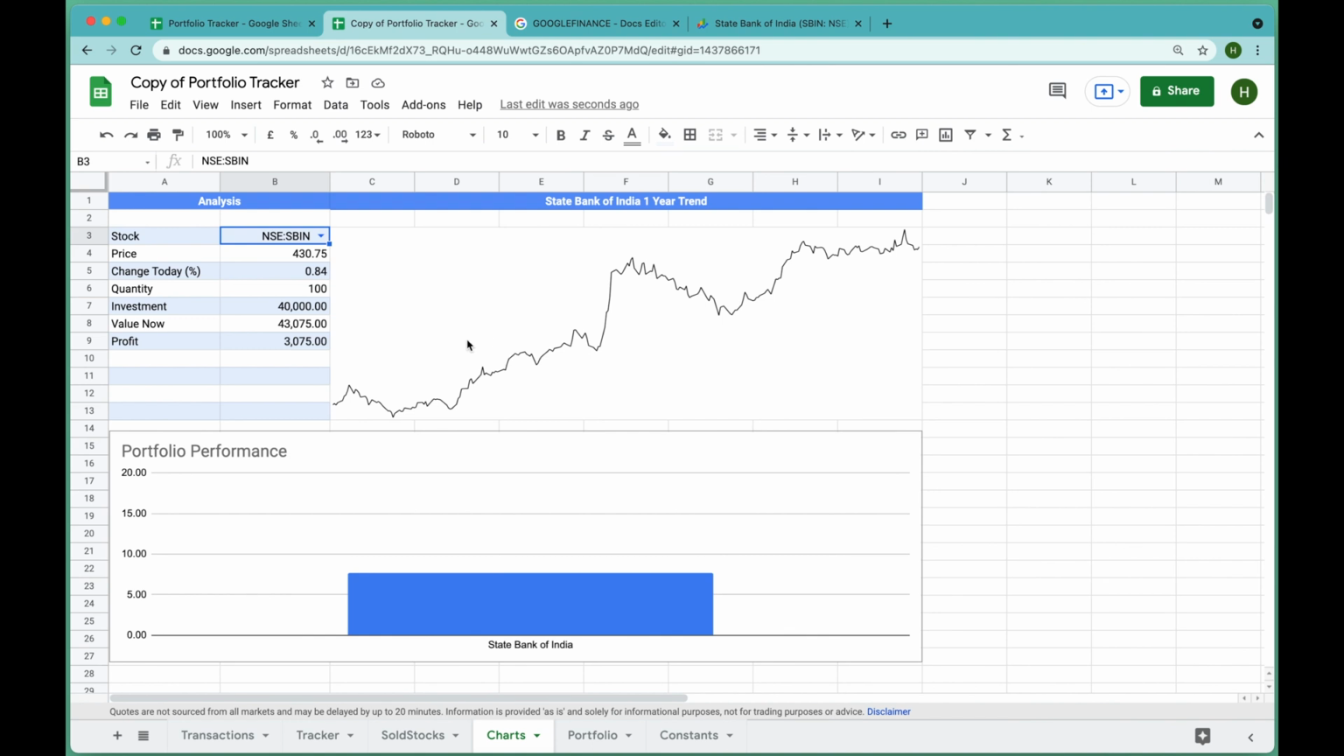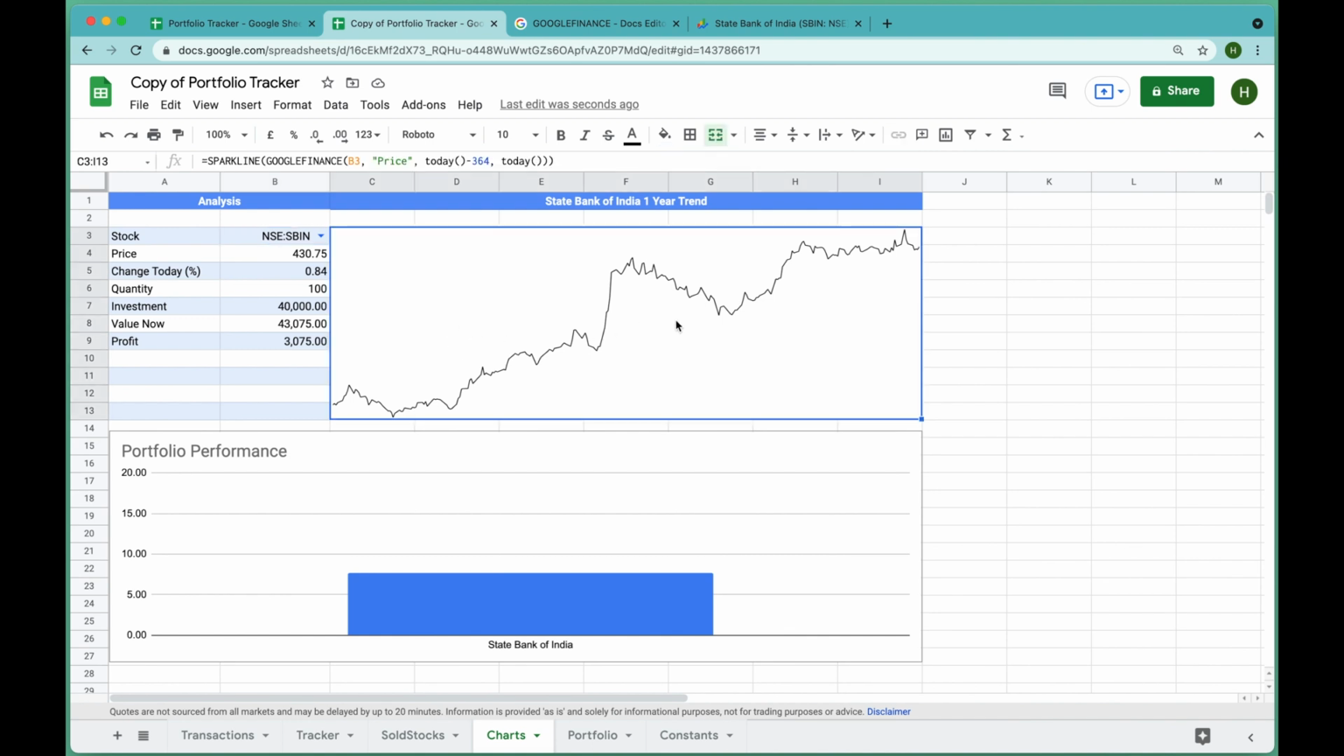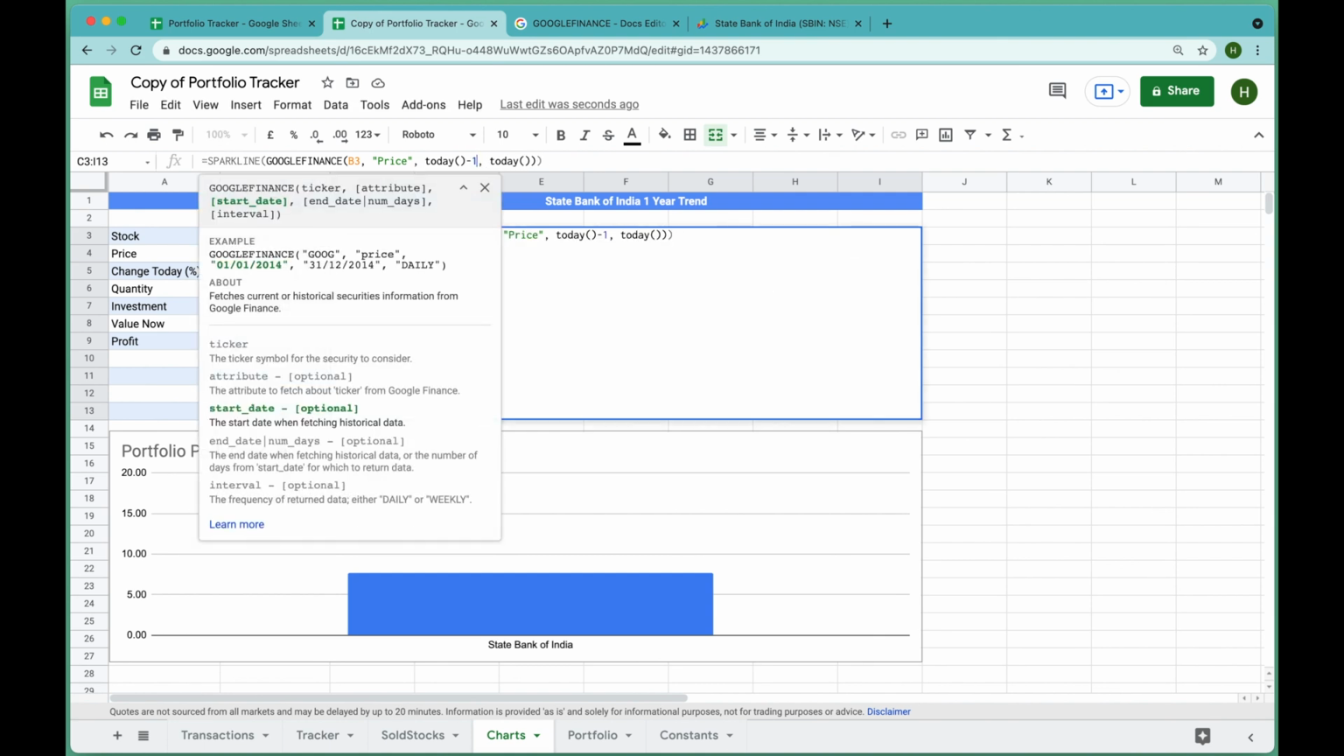If you want to see for a long or short duration, you can customize it. In this formula, I am showing the chart from today minus 364 days till the today's date. If you want to see 6 months data, you can just replace 364 with 180 and the chart will auto update.